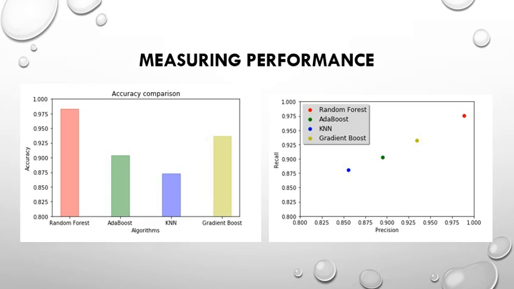In order to understand the performance of the different algorithms, we have used the method of cross-validation on the training set. As you can see from the diagrams, random forest gives the least training error, whereas KNN performs the worst in terms of accuracy. Also, the precision-recall graph suggests that random forest performs the best. AdaBoost and Gradient Boost also perform well, but not as well as random forest. So we can conclude that random forest was the best suited classifier for the data we used.